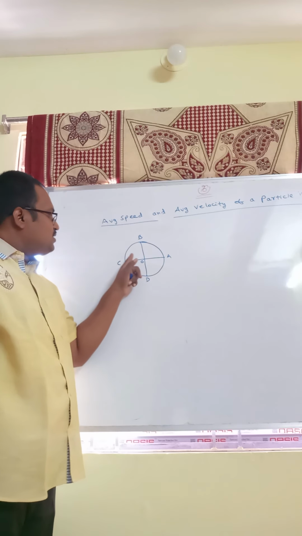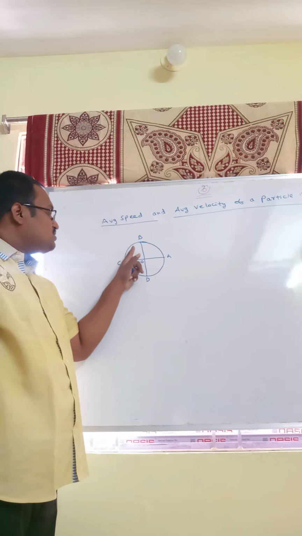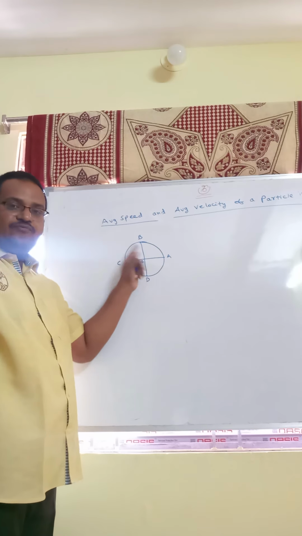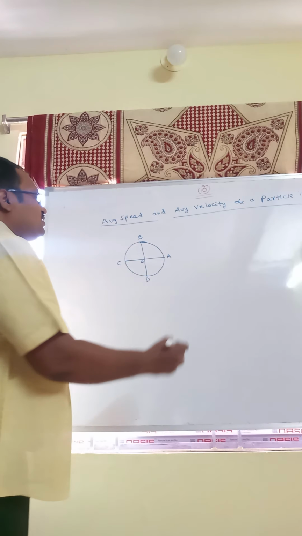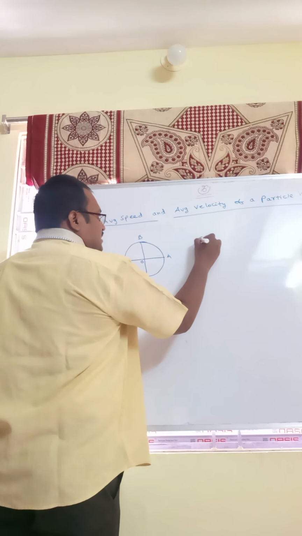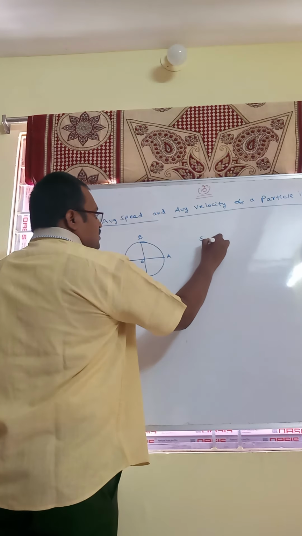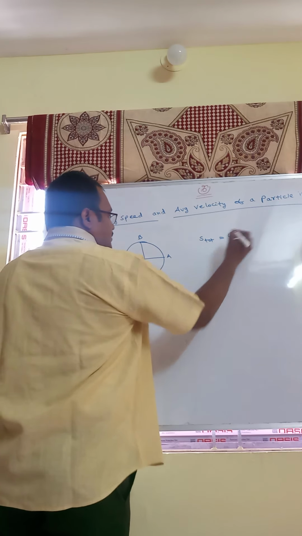Here, how many sides will be there for the circle? How many corners will be there? 4. So each one maintains 90 degrees. So that's why the total distance is 4a. Total distance equal to 4a.